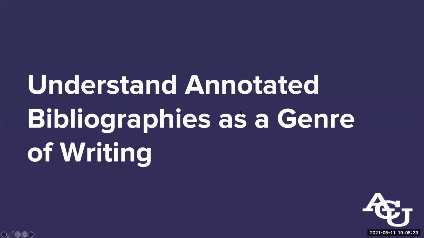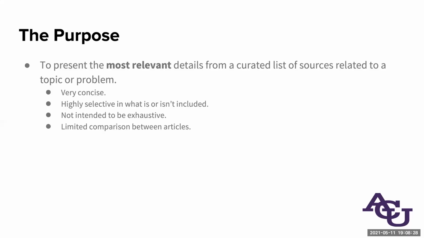Okay, so let's talk about annotated bibliographies. So what is an annotated bibliography? Well, it's a genre of writing that's designed to present the most relevant details from a curated list of sources related to a topic or problem. So by definition, it's designed to be very concise. It's highly selective in what is or isn't included. It's not at all intended to be exhaustive. And there is limited comparison between articles.